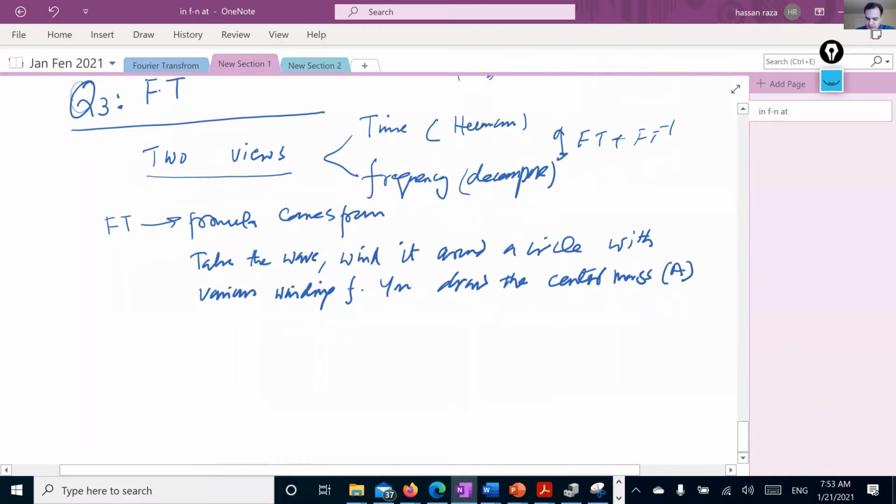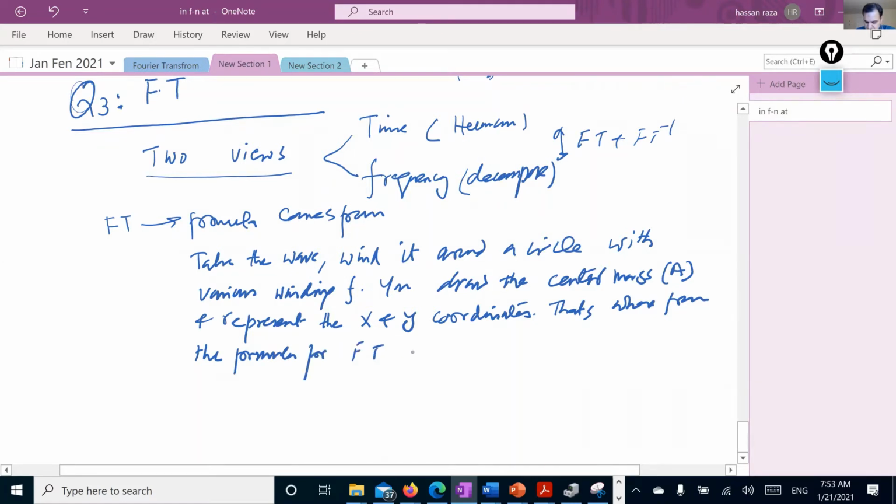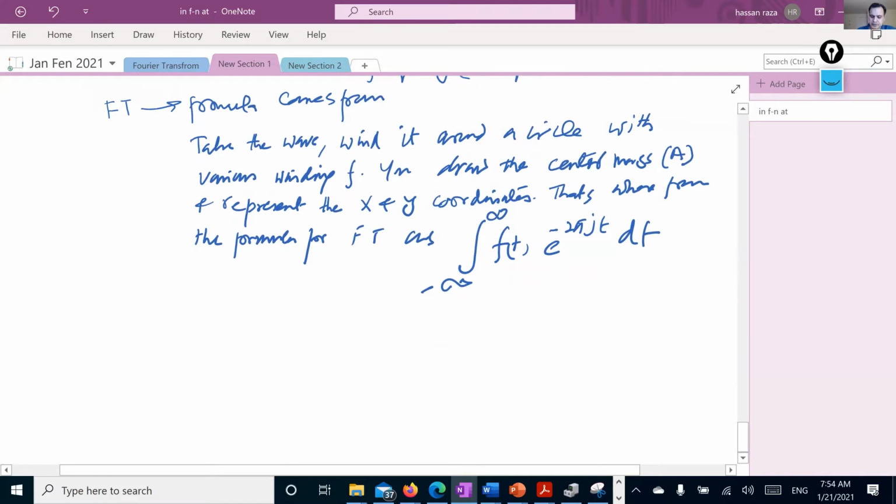You draw, and what you represent in this drawing is the x and y coordinates. And that's where the formula for Fourier transform comes from: minus infinity to infinity, if you are doing Fourier transform of this, e minus 2 pi j f t dt comes out to be. Okay, and then we understood this.